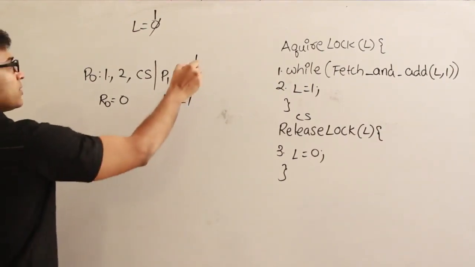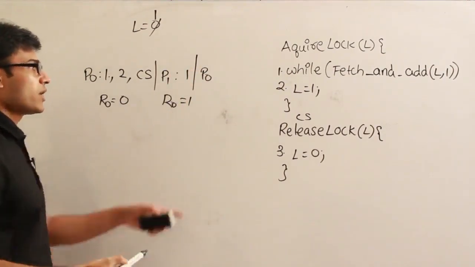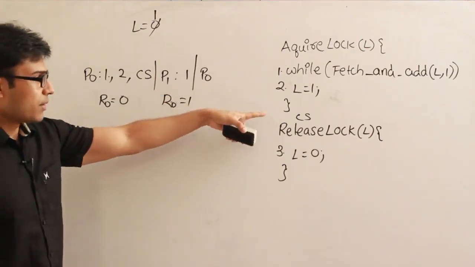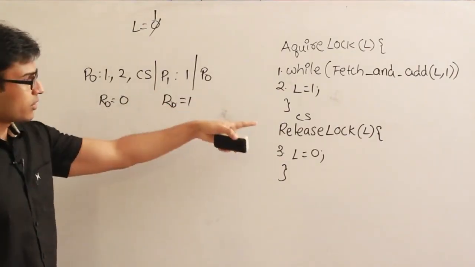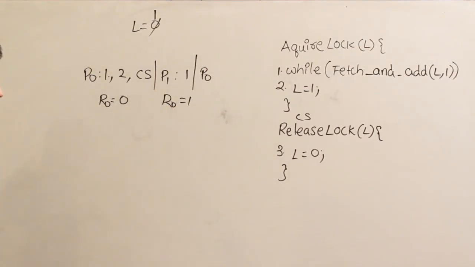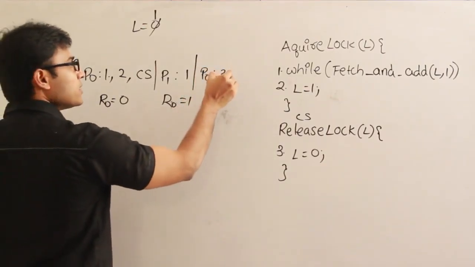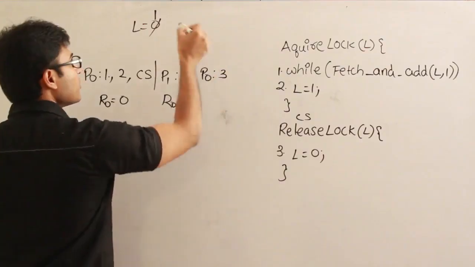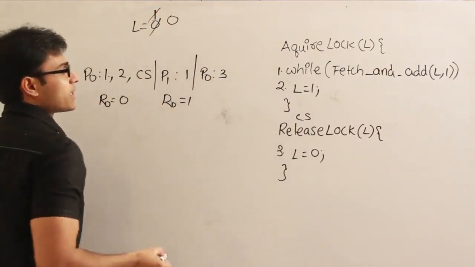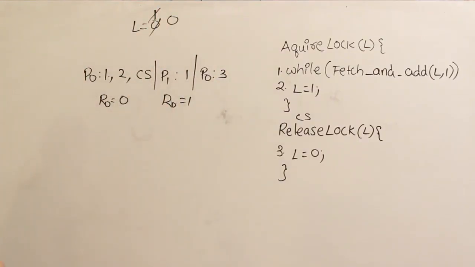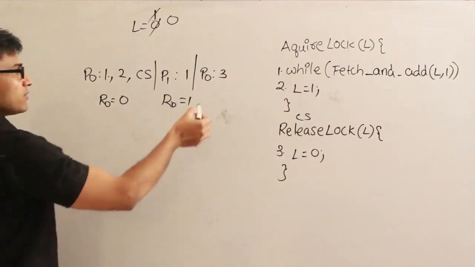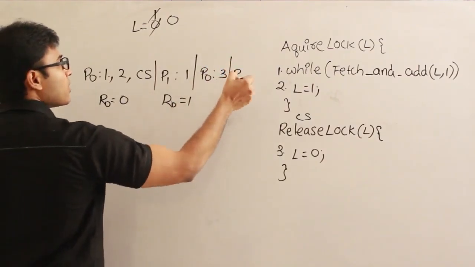And at this point P0 has come out of the critical section, and now it is trying to release the lock, which means it is running line number 3. Then the value of L will be set to 0. Now the lock is actually available, which means L equal to 0. Now let's say this one got preempted and P1 got scheduled.